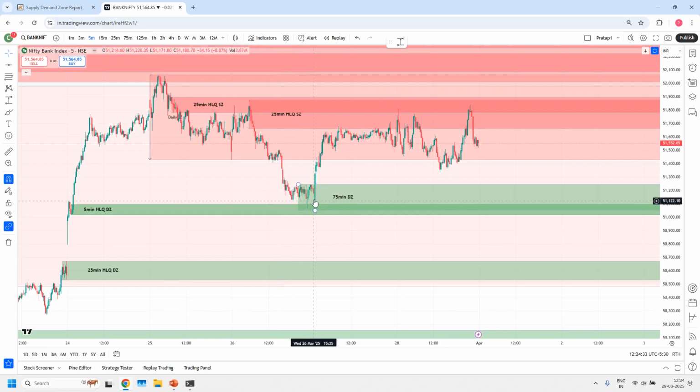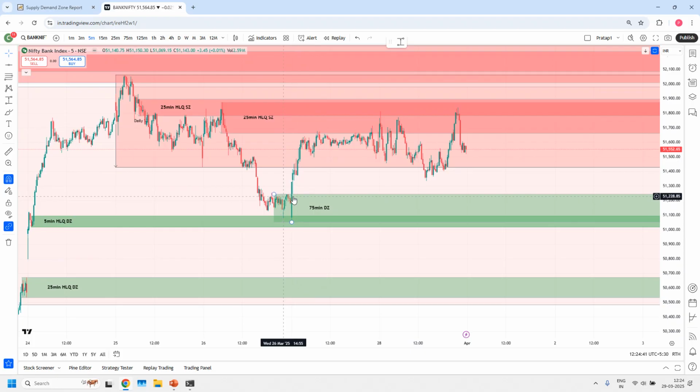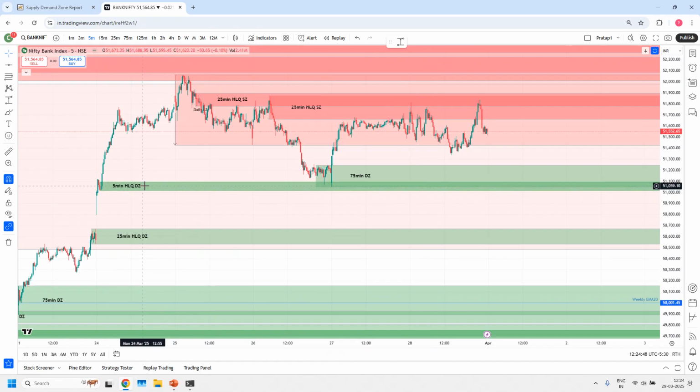See, from here it picked up the orders and only then was the leg out formation completed. That's why I'm ignoring this 5 minute zone. Moreover, this 5 minute zone occupied the entire 75 minutes demand zone space. Due to that, risk management is not possible. So this is the perfect area where you can plan your intraday trades.